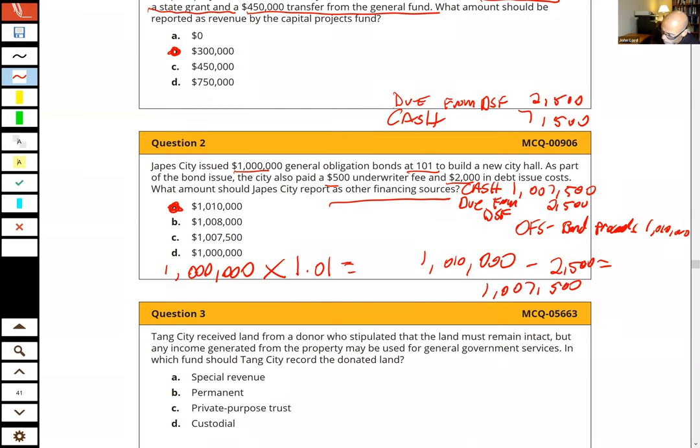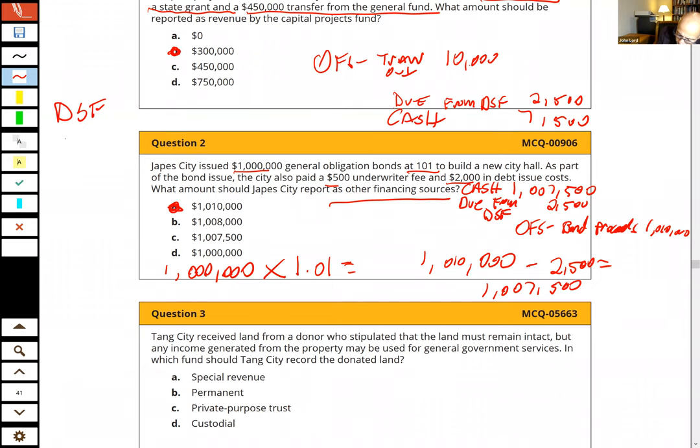That cleared that out. And then debit what? Other financing use, transfer out, for $10,000. So now they're just sending over what was net left after the payment for the bond issue cost and the underwriting fees, because the debt service fund would have had to pay that anyway, right? And so they didn't get the full $10,000 on the premium. They only got $7,500.